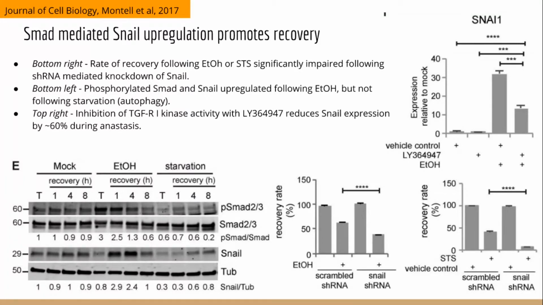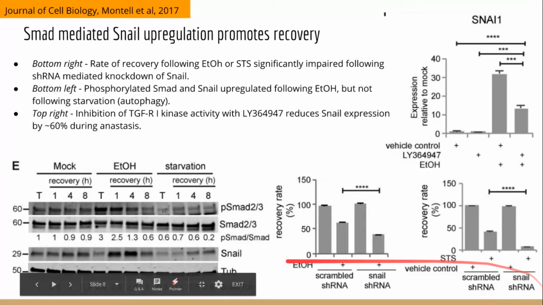Since cells recovering from apoptosis appear to be upregulating various proteins related to the EMT, like snail, and they also show the characteristics of an EMT, like motility, the authors wondered if the EMT was critical for anastasis and recovery from apoptosis in general. Indeed, they found that inhibiting snail following ETOH or STS-induced apoptosis reduced the number of recovering cells. So let's start with these first two bars right here.